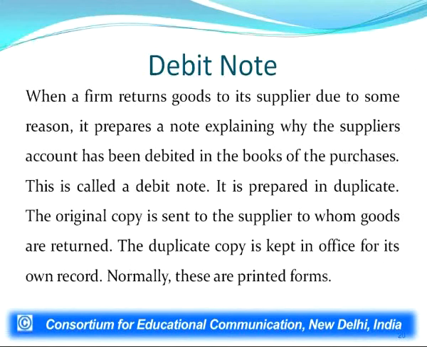So, it is prepared in duplicate. The original copy is sent to the supplier to whom the goods are returned and the duplicate copy is kept in the office for its own record. Normally, the duplicate copy may also be sent with that, or some firms maintain it in triplicate. The original copy is handed over to the supplier, in the duplicate copy the receiving is taken from the supplier, and the triplicate is already fixed in the printed form book.